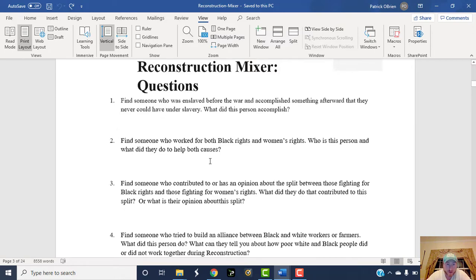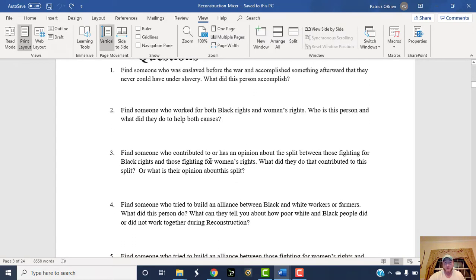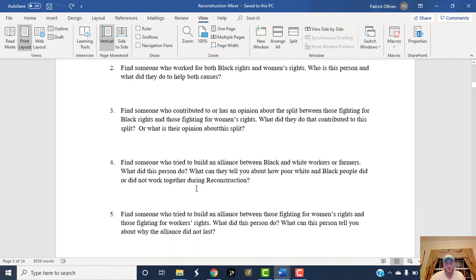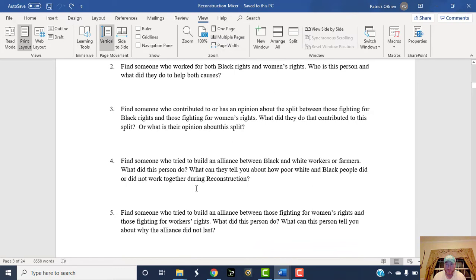Number 1, find someone who was enslaved before the war and accomplished something afterward that they never thought they could have under slavery. What did they accomplish? Number 2, find someone who worked for both black rights and women's rights. Who is this person and what did they do to help both causes?